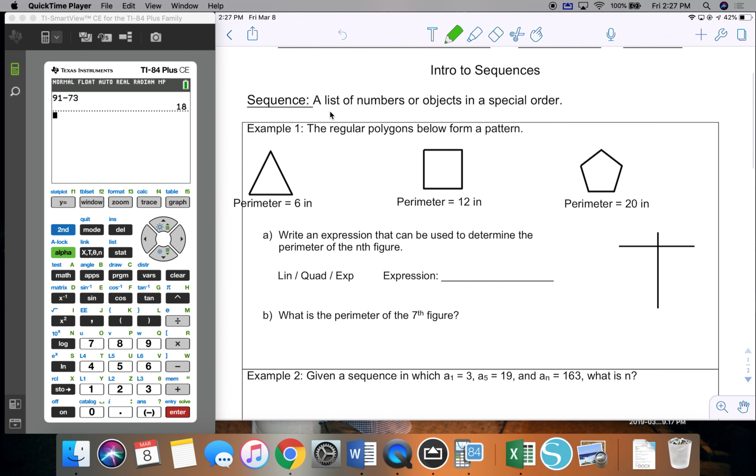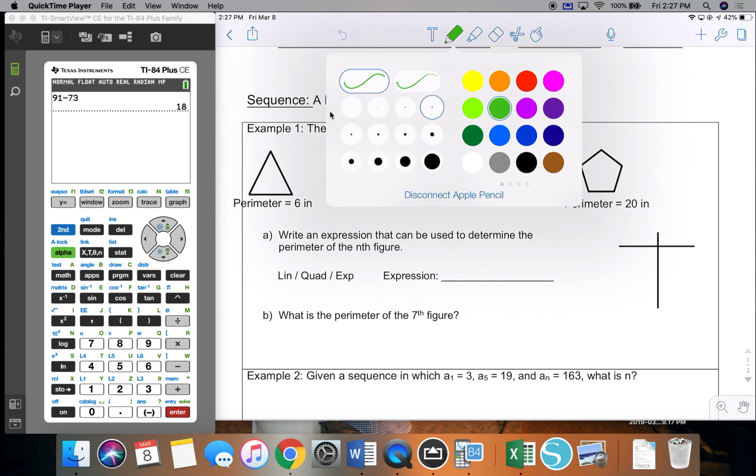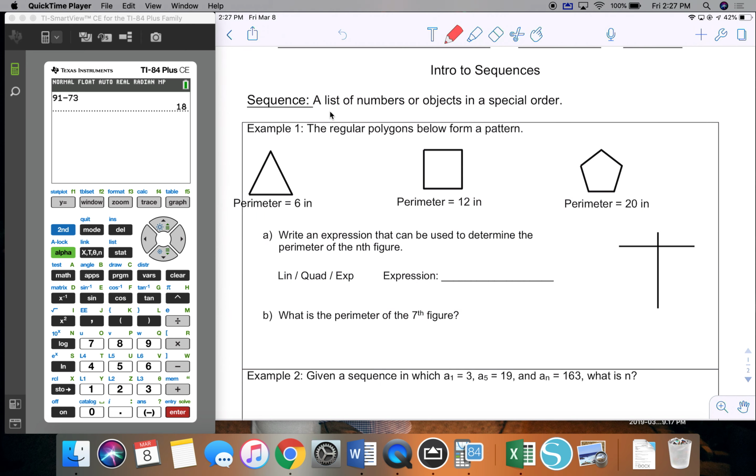This video covers the introduction to sequences, maybe note 16.3. A sequence is a list of numbers or objects that are in a special order. We're going to look at three different types of sequences that you could have, and then later this unit we're going to focus on some more sequences.